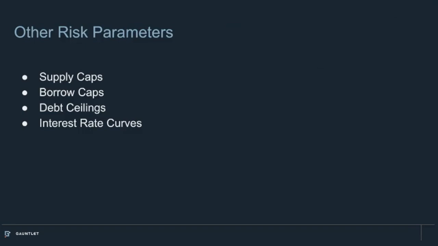As you saw under how the health factors were calculated, and as you saw as a result of the liquidation cascades, the price of an asset has a huge influence on the speed at which the quality of that asset degrades. So what are some other risk parameters?